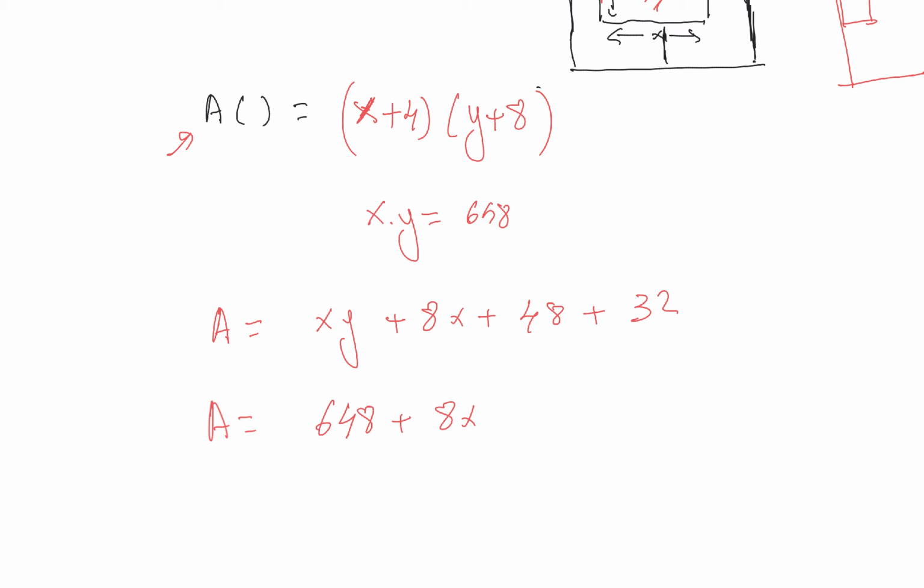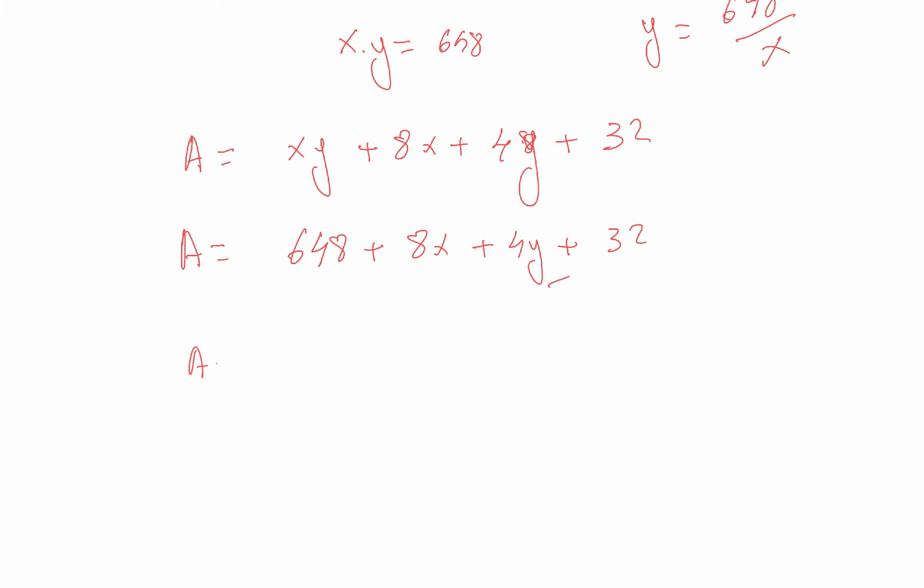Let me see. x by y, 8x, 4y plus 32. But now I know what y is. y is 648 divided by x. Now the area will be 648 plus 8x plus 4 multiplied by 648 divided by x plus 32.